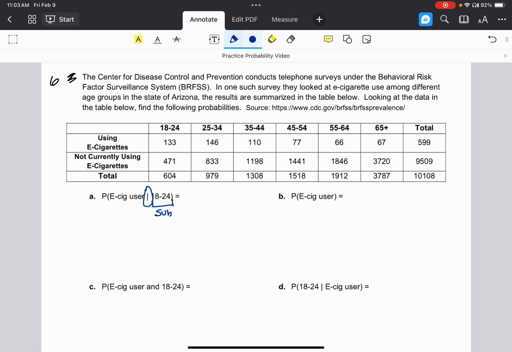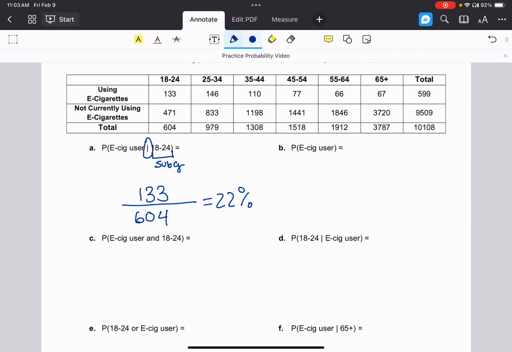This 18 to 24 is my subgroup, which means we're only looking at 18 to 24-year-olds, which there are 604. And we want to know of that, what's the likelihood of picking someone who uses e-cigarettes? And there are 133 of them, which give us a likelihood of 22%. Notice D is sort of the reverse of that. We have our subgroup of e-cigarette users, which would be the 599 number. And of those 599, 133 are in that 18 to 24 demographic, which is, believe it or not, almost the same percent. Those are pretty similar totals, just slightly different.